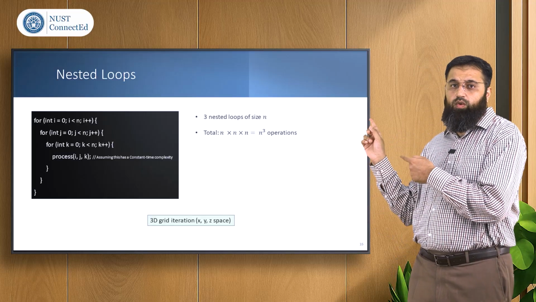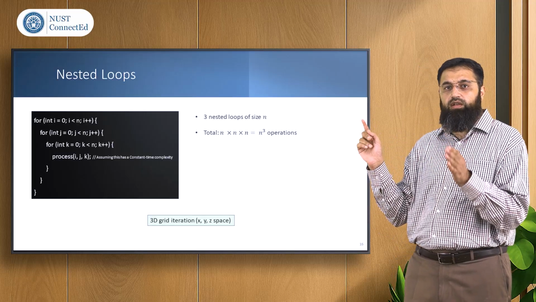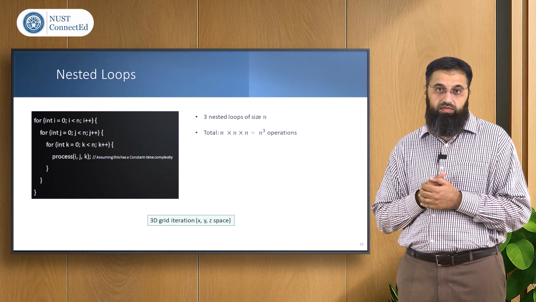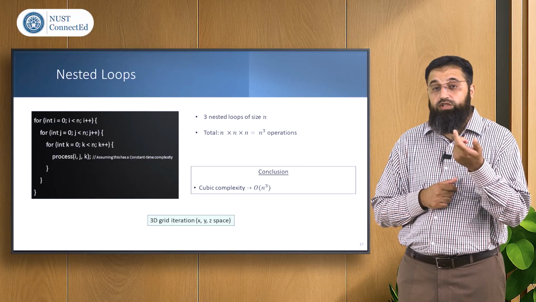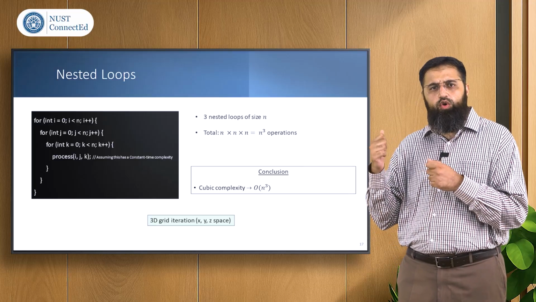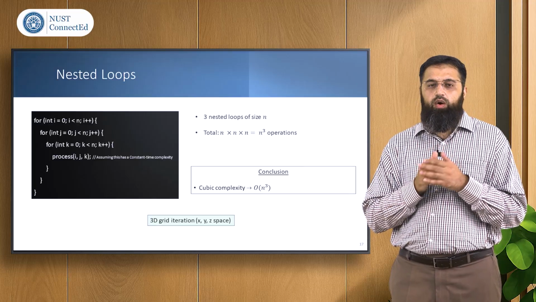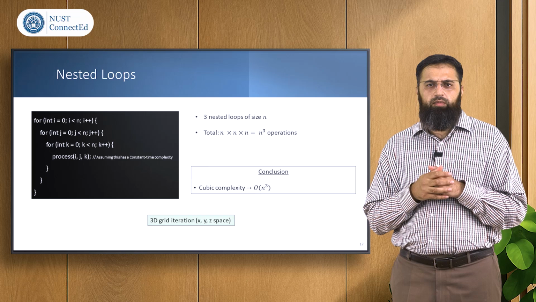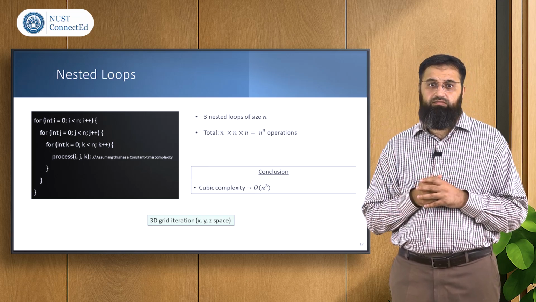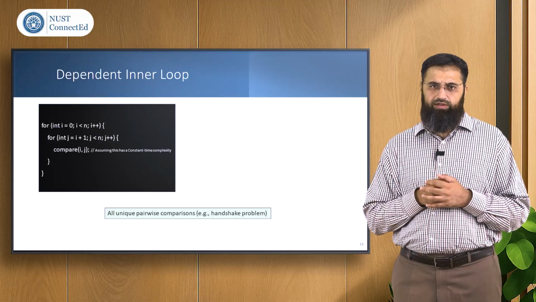We can further extend this. Now, this particular code performs the operation n cross n cross n, or n cubed times. That's Big O of n cubed, which is known as cubic time. These kinds of loops show up in 3D data processing or advanced simulation code, but they are rare because they get expensive very fast.